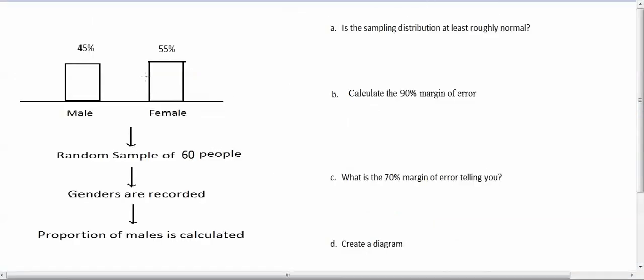This question is a little bit different. In this question, we're saying that a certain population is 45% male and 55% female. A person is taking a random sample of 60 people from the population, recording their genders, and then calculating the proportion of the sample that's male. The first part of the problem says, is the sampling distribution at least roughly normal? We're going to have to use a different rule because we're dealing with a sample proportion instead of a sample mean.